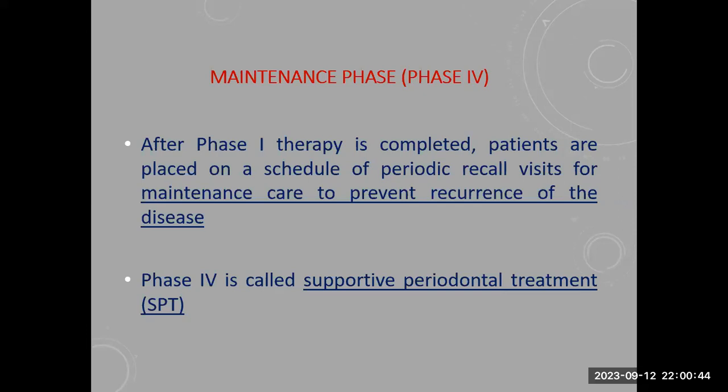I will take the patient through phase 1 and do scaling and root planing. Okay, for re-evaluation, you have to come after 4 to 6 weeks. So this phase is called supportive periodontal treatment, the SPT. There will be a lecture about the SPT in detail as well. And if you have any question, just ask me.